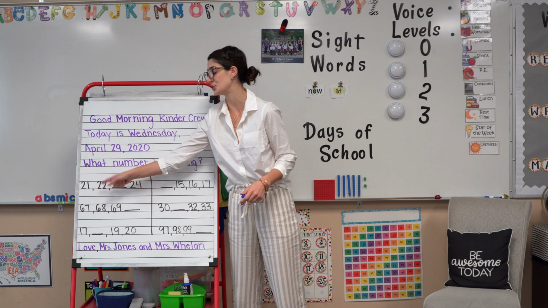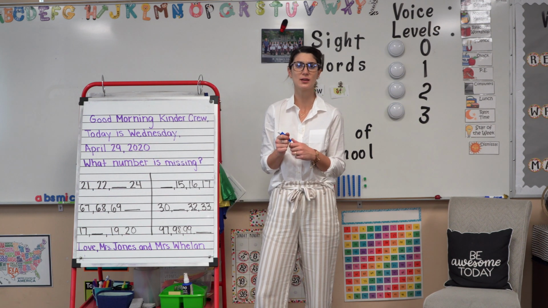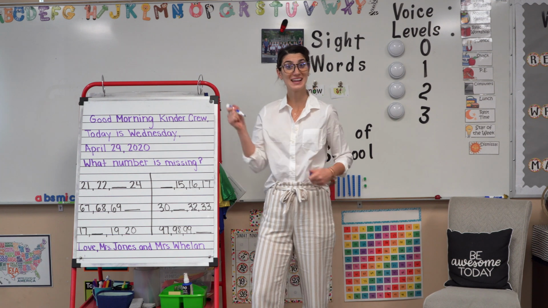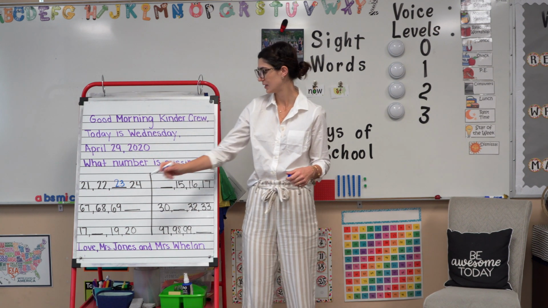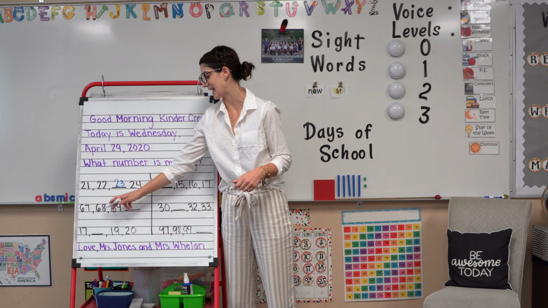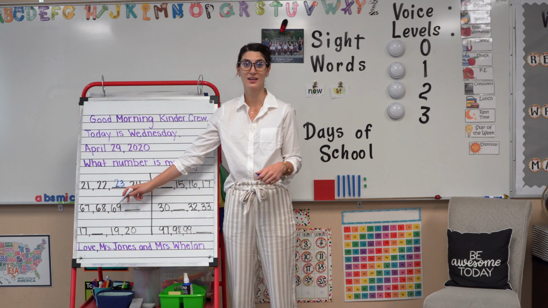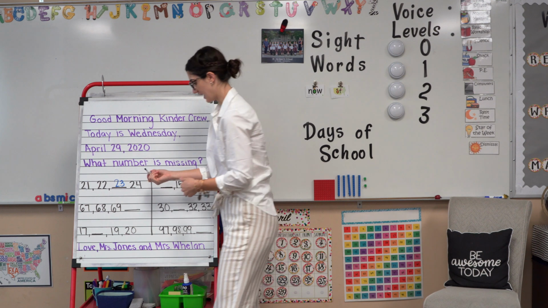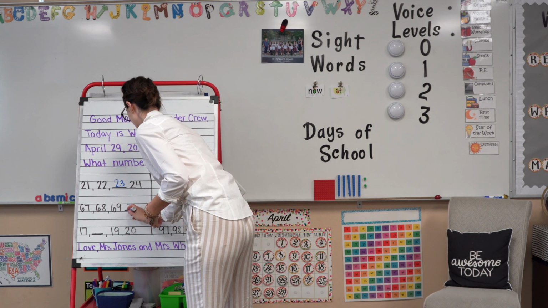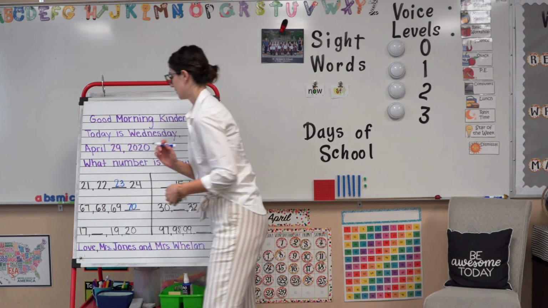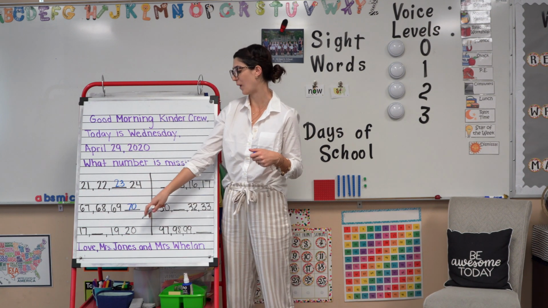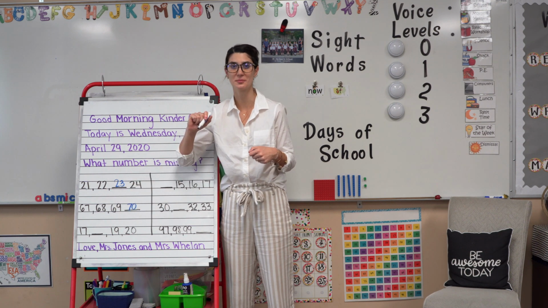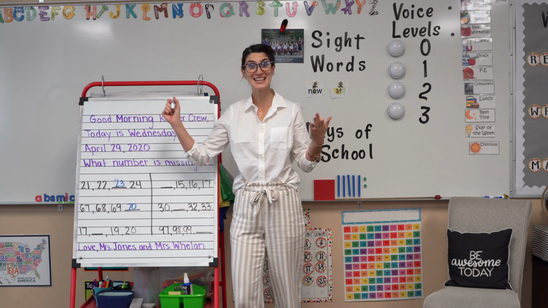All right, we have 21, 22. What comes next? 23. Good job. And 24. All right. Next we have 67, 68, 69, 70. All right. Here we go. 17, 19, 20. What number is missing? 18.